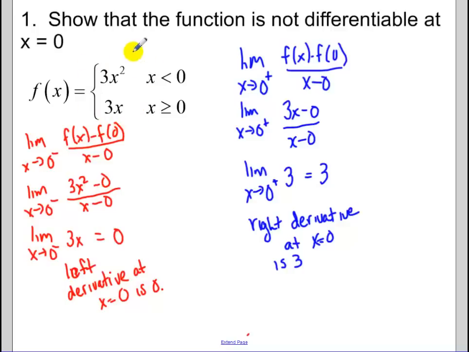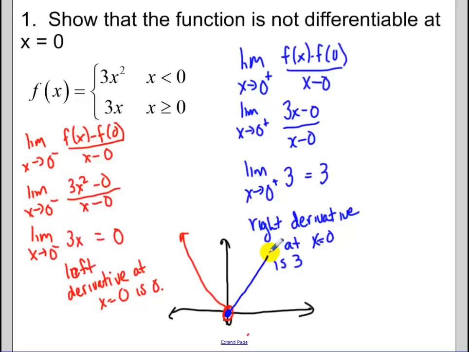If you were to graph that function, think about it. For numbers less than 0, we're going to have something that looks like a parabola. And technically that should be an open hole. And then for numbers greater than 0, we're going to have a line. So two different functions meeting, derivatives are not the same, so therefore our function is not differentiable.